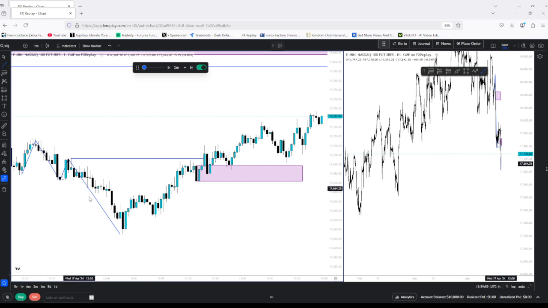We end up missing this order block, but then we come back for it. So it's all mitigated now. It never got mitigated here, but look, we come back for it, mitigate it, and then we end up pushing higher. So I mean, the aggressive entry is here.